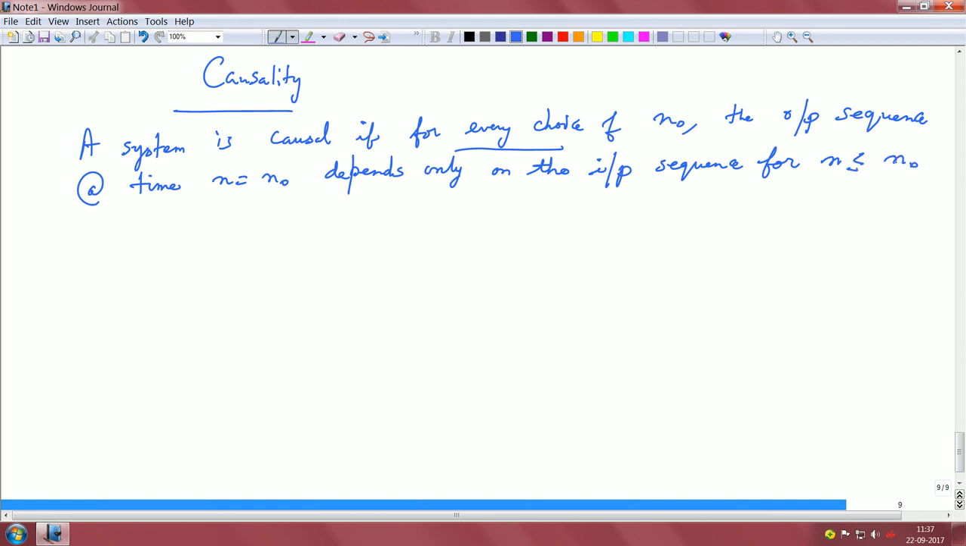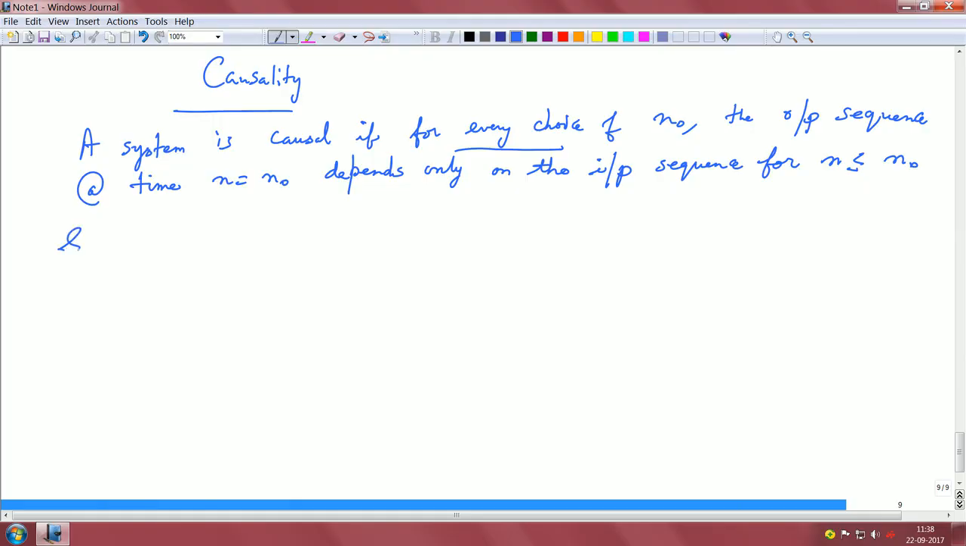That means a system is causal if for every choice of n naught the output sequence at time n equals n naught depends only on the input sequence for n less than or equal to n naught. That means if I have all the past inputs and the current input, then I can specify my output sequence. This is the notion of causality. If I am anticipating something, then it is anti-causal. So let us see some examples.